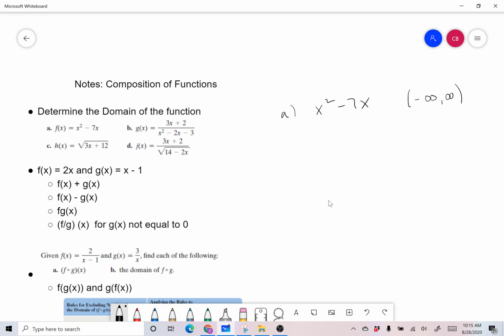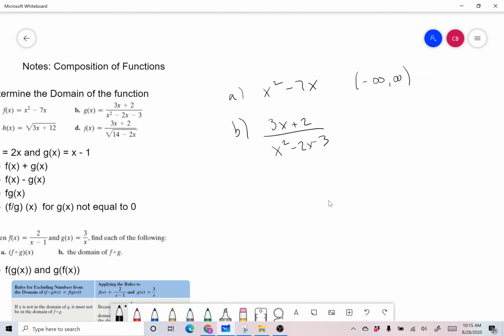For part B, you'd do the same exact thing. 3x plus 2 over x squared minus 2x minus 3. You'd say, can I divide by 0? Well, in this case, the answer is yes, you can possibly divide by 0. Not necessarily for sure, but you have to check to find out. So what we're going to worry about is this bottom part, because if that's 0, this is no longer a number.